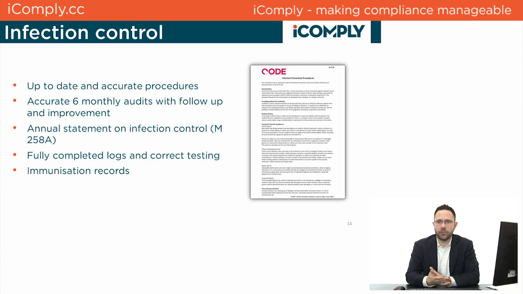Annual statement on infection control. Obviously we have to comply with HTM 105, but we also need to comply with the Code of Practice. The Code of Practice says that every 12 months you need to do an annual statement on what's gone on with infection control and how your audits have gone. We have that document in the system. It's called M258A, and you are prompted to review and update it every single year. That's in the iComply system, it's scheduled for you. Our members shouldn't have any problem with this, but I keep seeing it pop up on inspection reports.